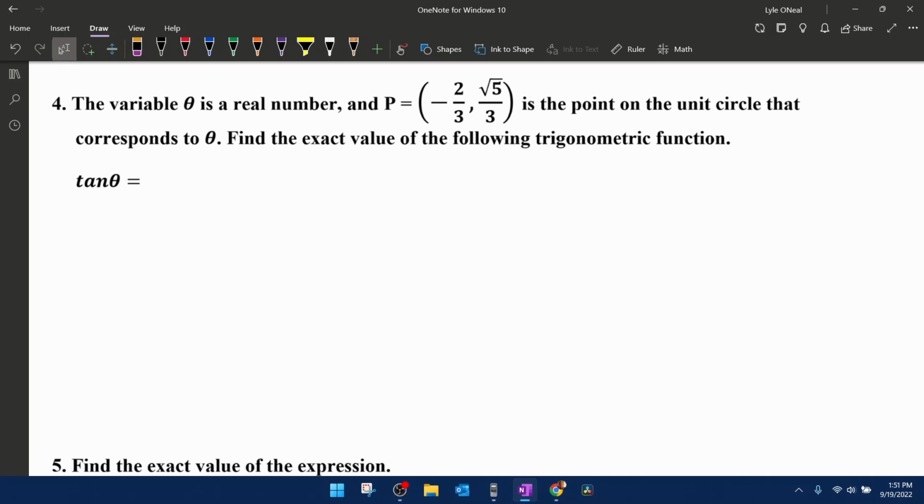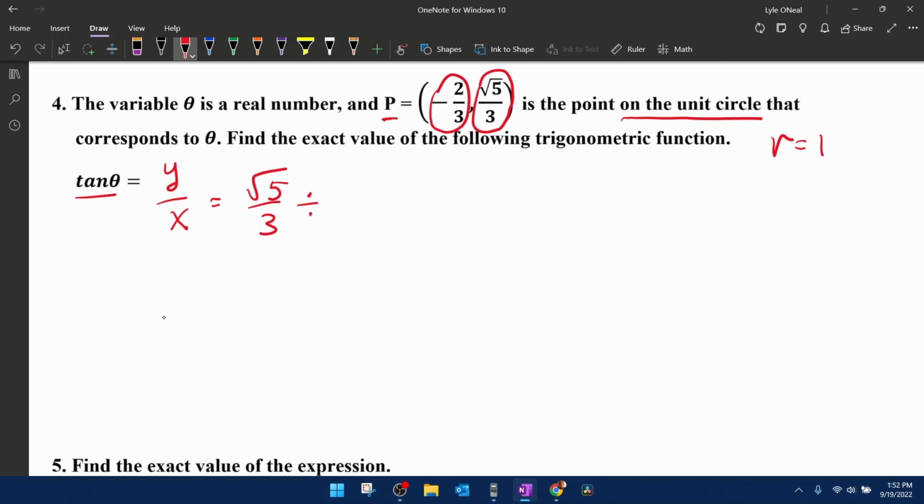Next, problem number 4. The variable theta is a real number where P, here they've given us an ordered pair, is a point. Notice it does say on the unit circle. And remember that means that we have a radius of 1. They want us to find tangent of theta, which is y over x. And in this case, y is the square root of 5 over 3. And that needs to be divided by x, which is negative 2/3.